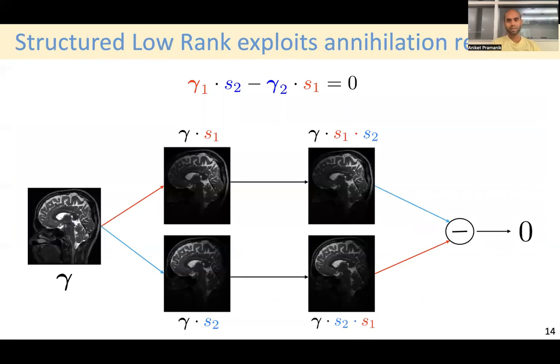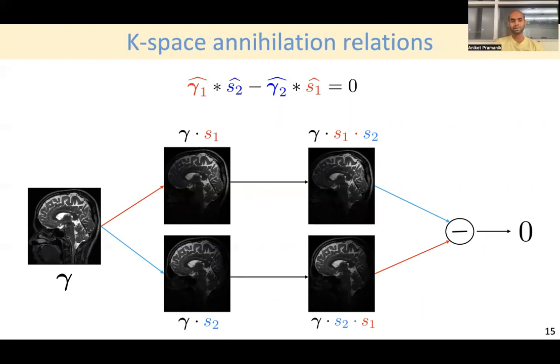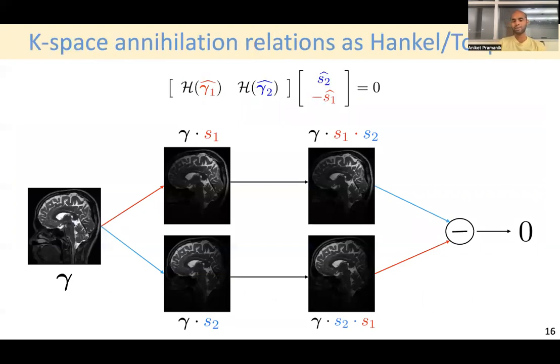So let's look at some of the annihilation relations used by SLR methods. Suppose you have coil images gamma 1, gamma 2, they satisfy some annihilation relation as shown here. This is multiplicative in image domain and translates to convolution in K-space. And that can be written as matrix multiplication. And that gives rise to a linear convolution block, which has convolution filters.